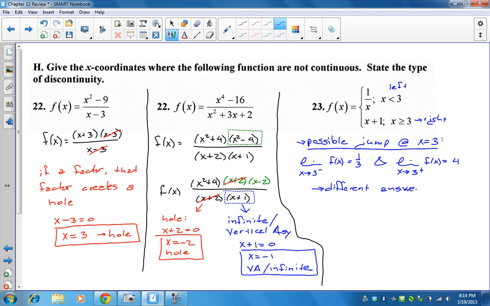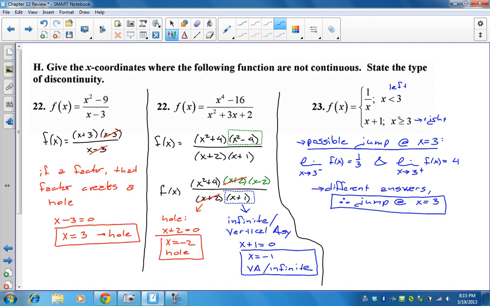And if you get different answers for the left and right side of 3, that means there is a jump. Therefore, there is a jump at x equals 3. So we do have a jump because left and right sides were different. If left and right sides were the same, then you would have to test for continuity by also evaluating f of 3 and seeing if the function is continuous or not continuous based on that limit definition of continuity.